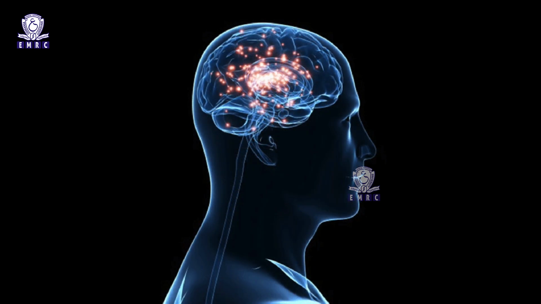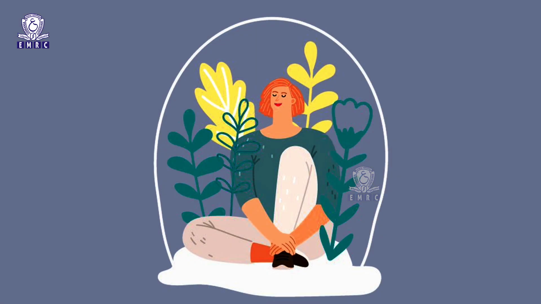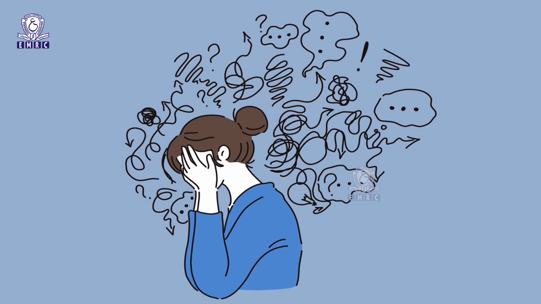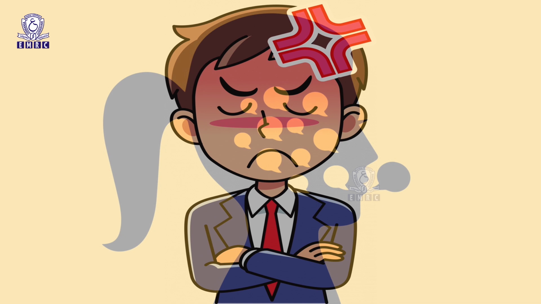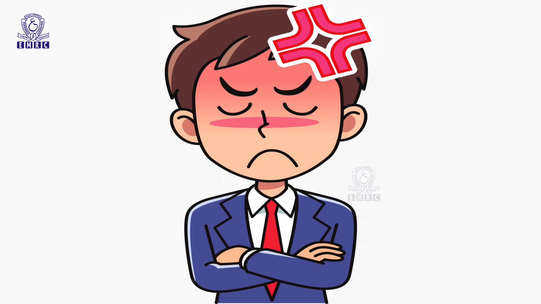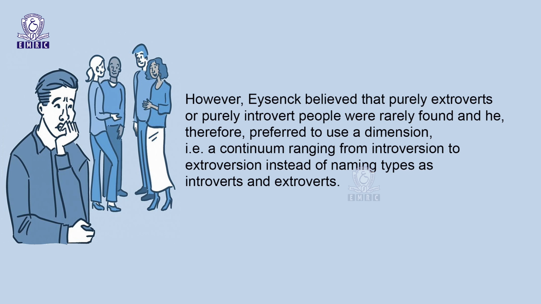Introverts, on the other hand, lie at the other end of the scale, being quiet and reserved. They are already over-aroused and shun sensation and stimulation. Introverts are reserved, plan their actions and control their emotions. They tend to be serious, reliable and pessimistic. However, Eysenck believed that purely extroverts or purely introvert people were rarely found, and he therefore preferred to use a dimension, that is a continuum ranging from introversion to extroversion, instead of naming types as introverts and extroverts.